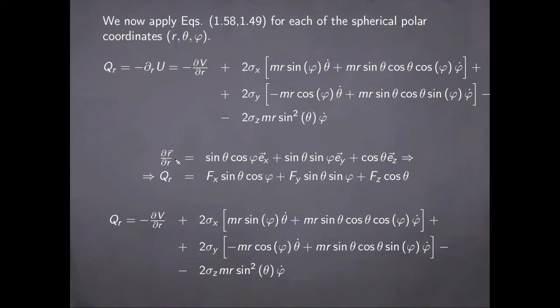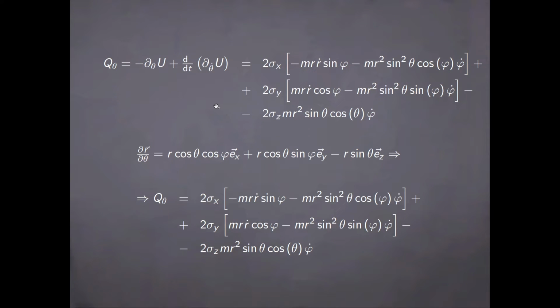And to use the second definition, we first need the derivative of the radius vector with respect to the radial coordinate, which is the one here, and then we can simply write the r component of Q by this expression, and we know who Fx, Fy, and Fz are from the previous result, and it follows that we obtain the exact same expression for the radial component of the generalized force.